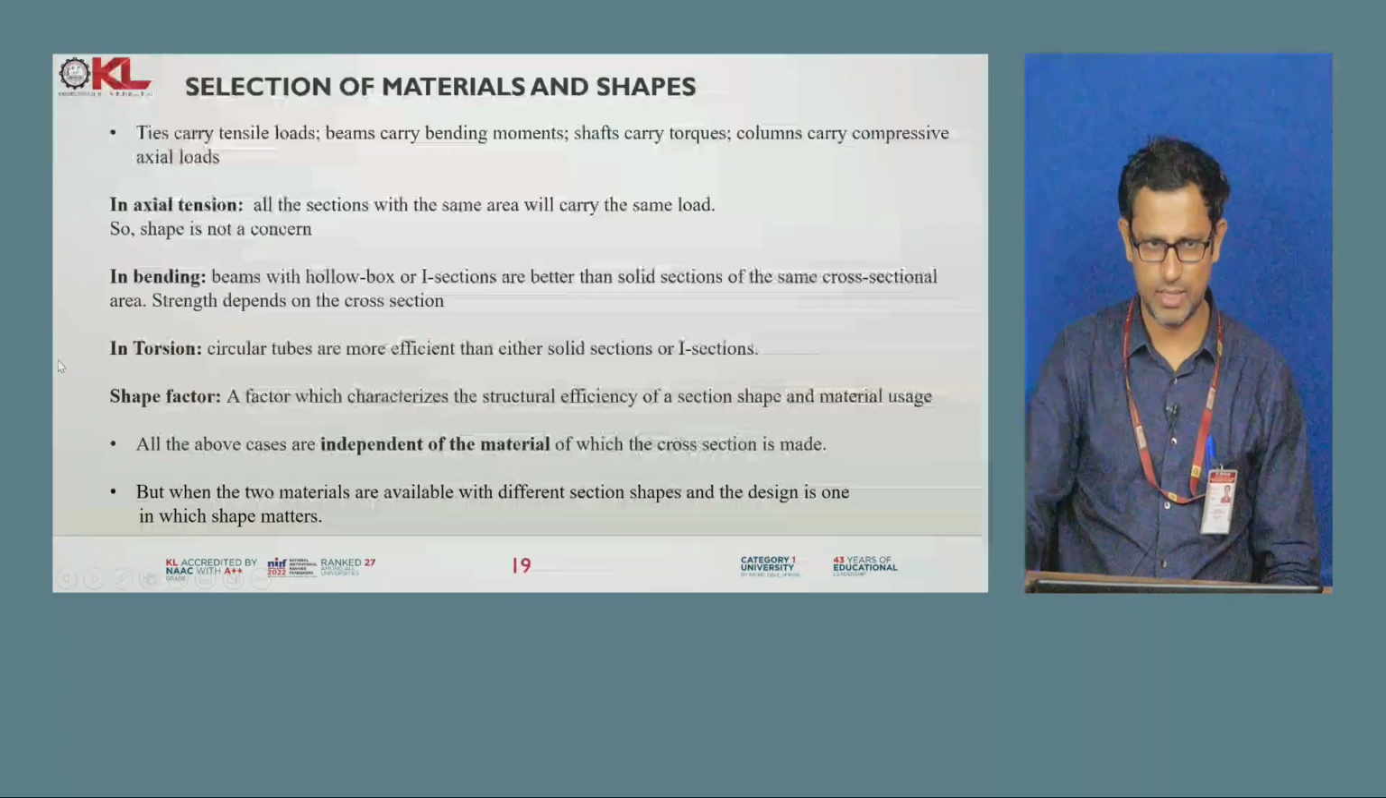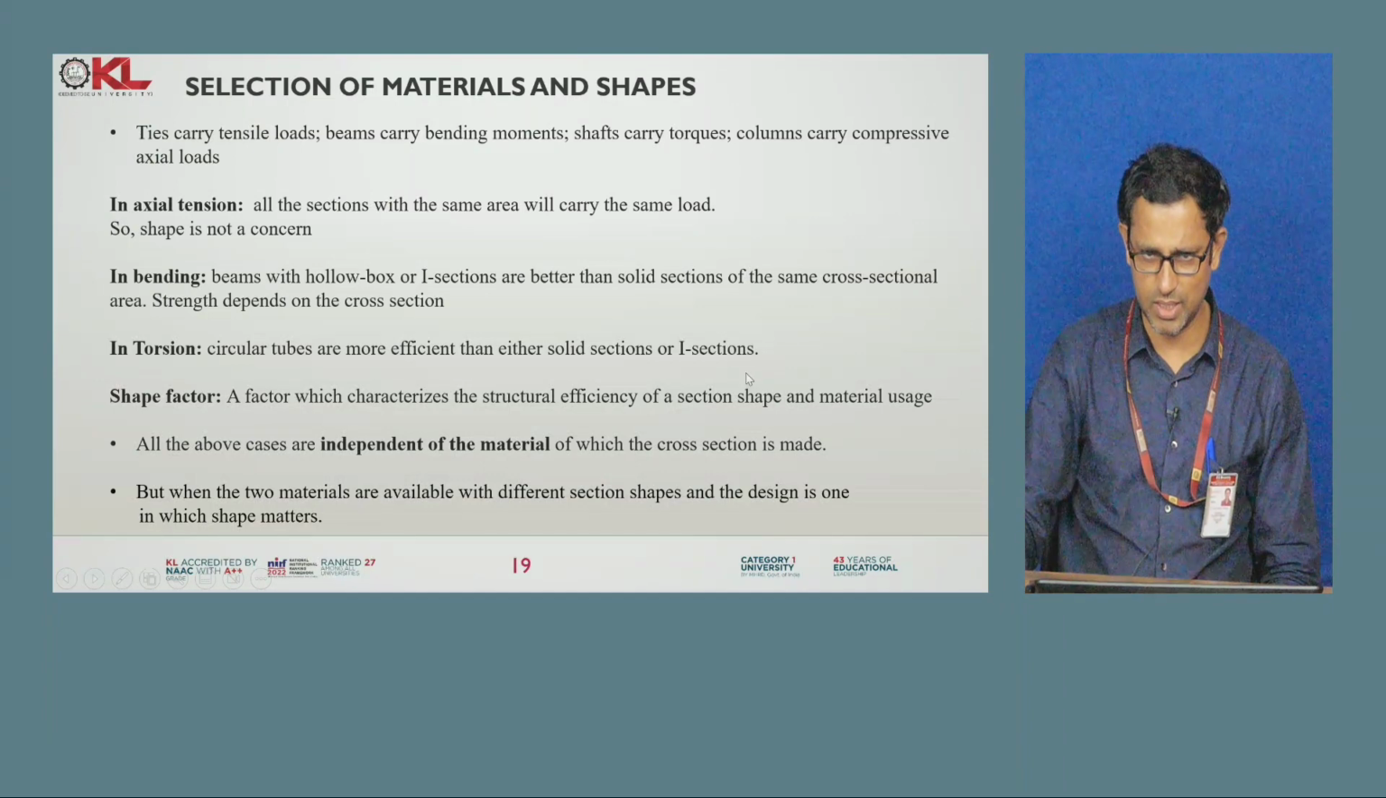For example, for a given loading condition, if you use this cross section, you will get one shape factor. For the same loading condition, if you use a different cross section, you will get a different shape factor. So the shape factor will be different for different cross sections, and based on those values you have to select the optimum material for your design or component.